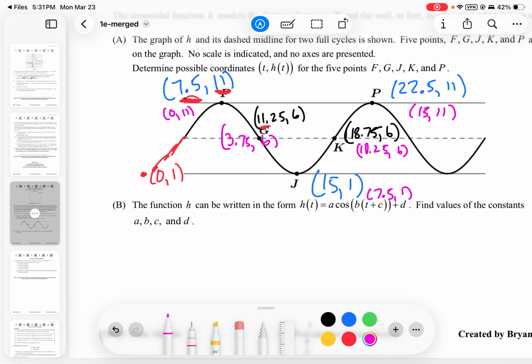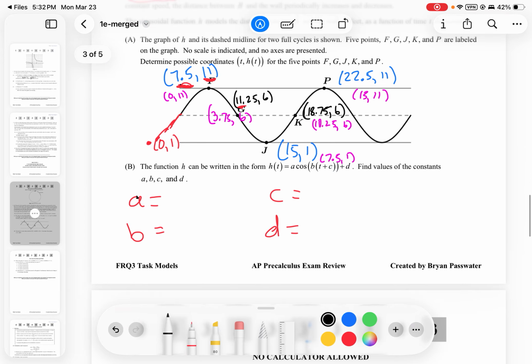Okay, so let's talk about B. Oh, we have a cosine function. Be careful. We have a cosine function here. We need to find A, B, C, and D. All right. So where do we have this cosine function? Well, A is the amplitude, which is equivalent to the radius, so that is 5. And D is the midline, which is 6. A and D are always pretty easy to get, and getting them together is worth 1 point.